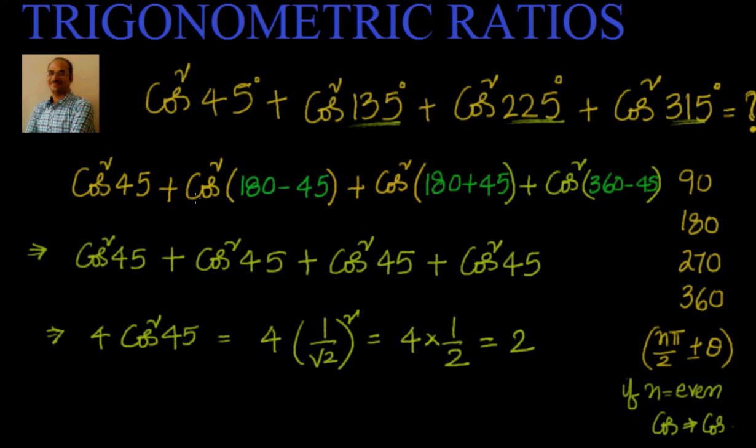So the idea of solving this problem is to understand how to convert the given angles with respect to the quadrant angles. The trick in this particular problem is, once we see 135, 225, 315, we are able to relate that angle with respect to quadrant angles, such that you can see it in the form of cos square theta plus cos square 180 minus theta, 180 plus theta, 360 minus theta. Since we are squaring, we won't worry about the sign, and it is even n, that means cos will remain as cos, that is 4 cos square 45 equals 2.